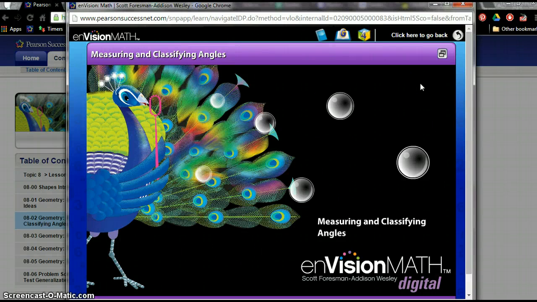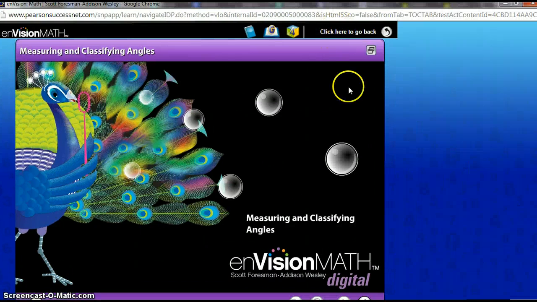Here we go, 5th grade. SWBAT: Students will be able to measure and classify angles. All right, let's get this going here.